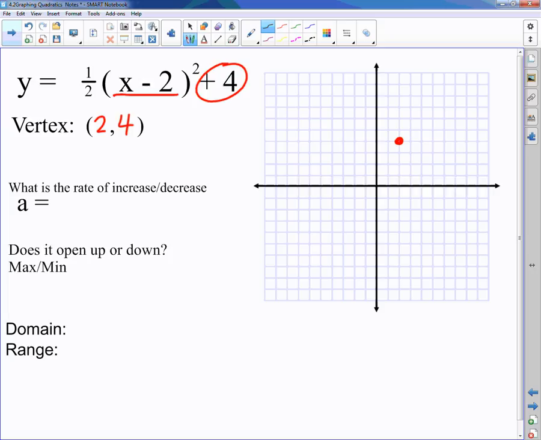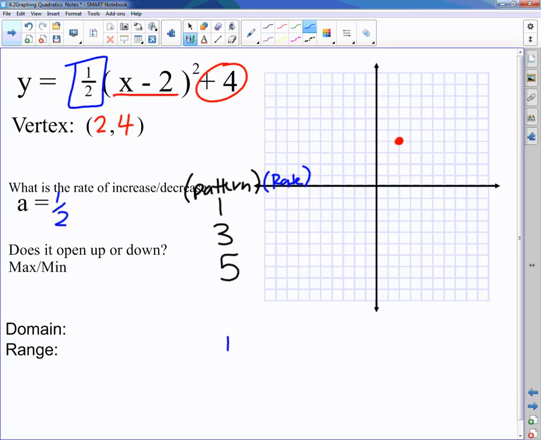Again, it's a parabola because I see the x is being squared, so I'm going to use that 1, 3, 5 pattern. And this time, the rate is 1/2, the number out front. So what we're going to do is take the 1, 3, 5 pattern and times it by the rate. So I'm going to take 1 and times it by 1/2, take 3 and times it by 1/2, and take 5 and multiply it by 1/2.